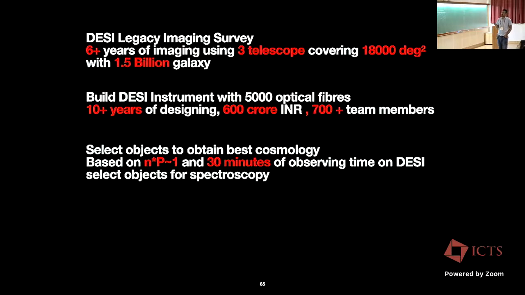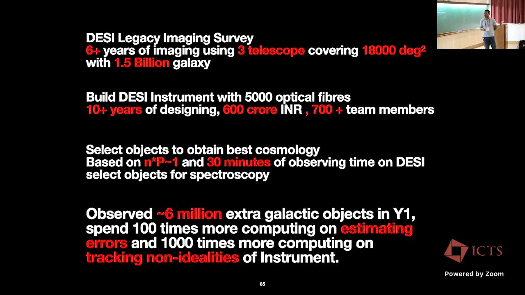Okay, now you need to figure out what objects you need to select. And so I told you about this idea of nP equals 1, which means you want to select roughly the number density such that your power spectrum is the inverse of that, and not do anything more than that, with 30 minutes of exposure time. And so in the year 1 analysis of DESI, we got something like 6 million extragalactic objects.